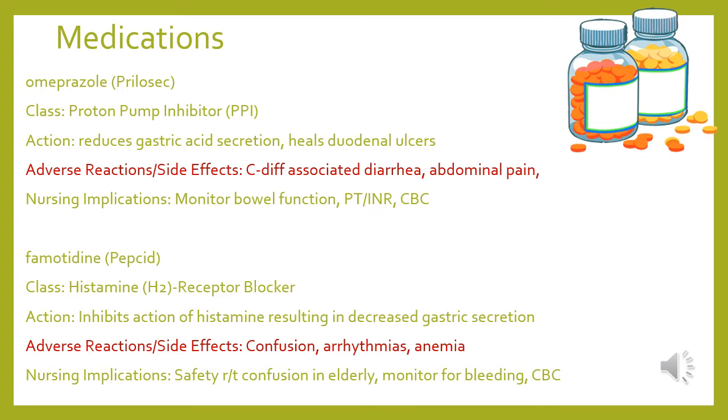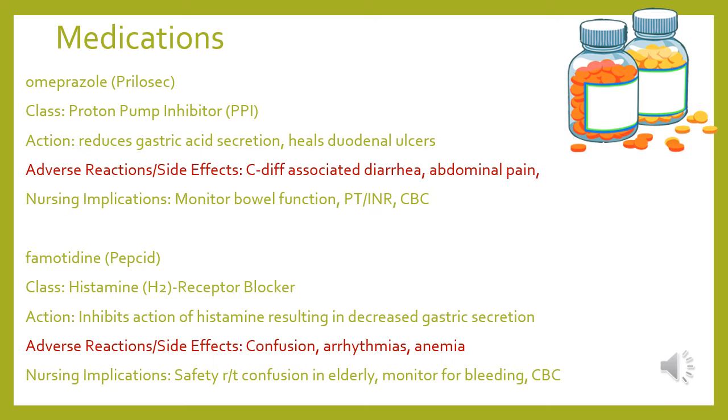It's what we call a proton pump inhibitor, and it acts by reducing the gastric secretions, thereby healing the primarily common duodenal ulcers. Clients that take this medication can experience C. difficile associated with diarrhea and abdominal pain. So as the nurse, you would want to monitor bowel function, also the PT-INR or clotting factors, and a CBC.